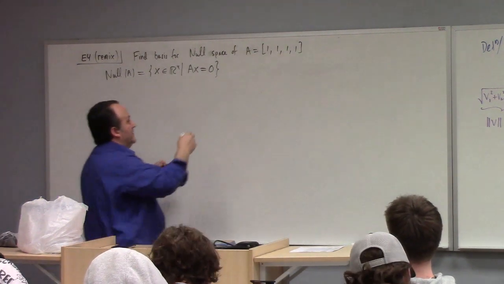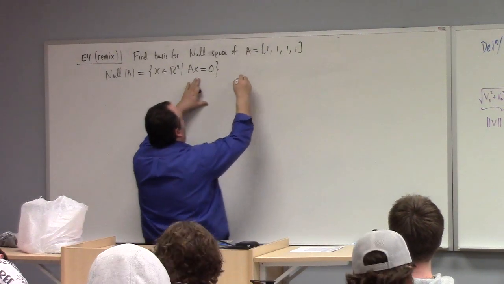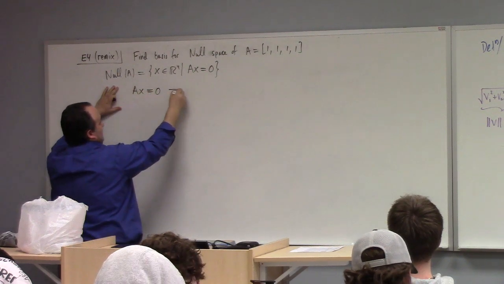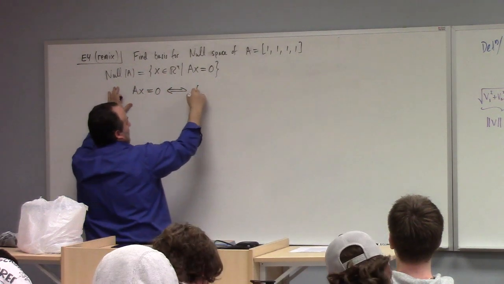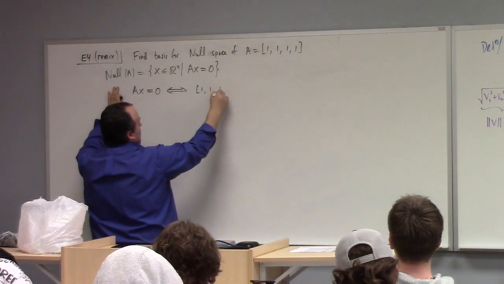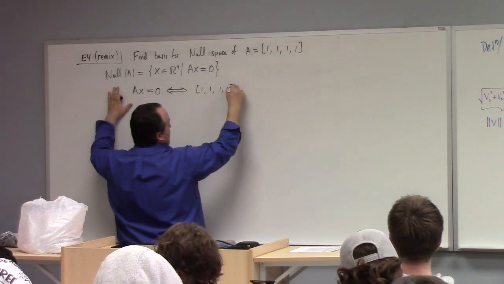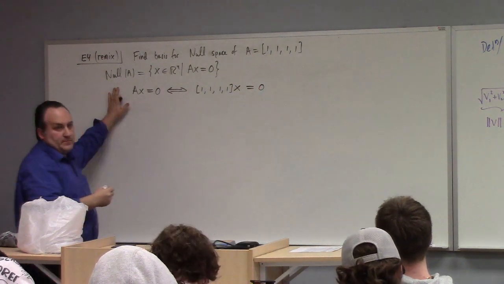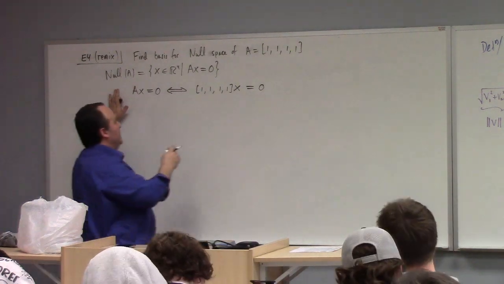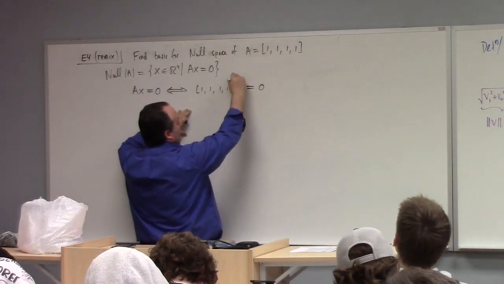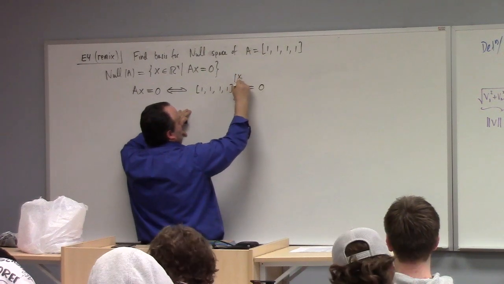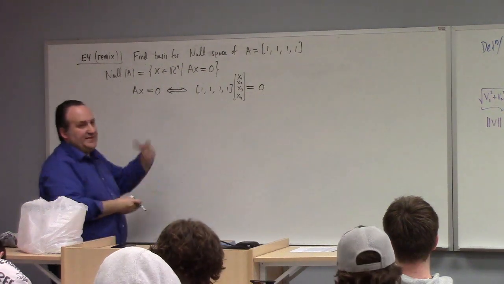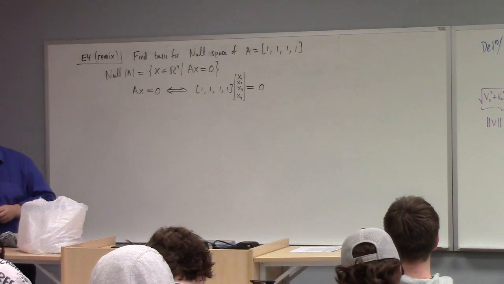But let's talk about this. Ax equals 0 is the same as what? 1, 1, 1, 1 times x equals 0. Right? But here, let me expand. What is x? x is a 4-dimensional vector, right? So that's actually x1, x2, x3, x4. But that's exactly the calculation we just looked at, right?